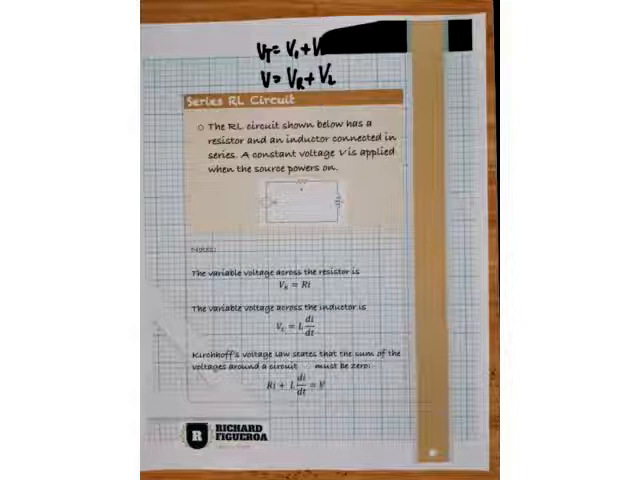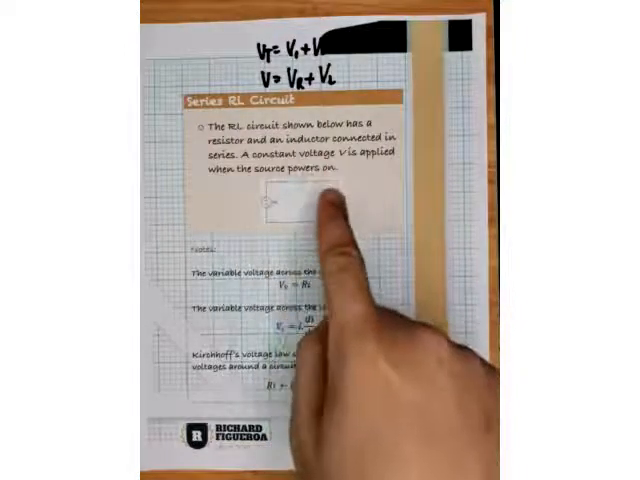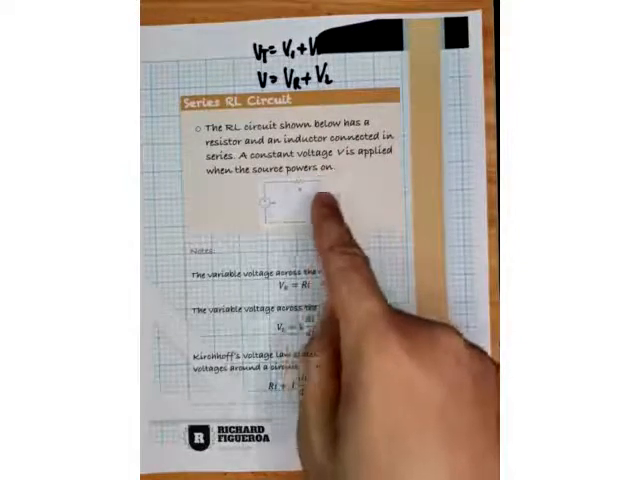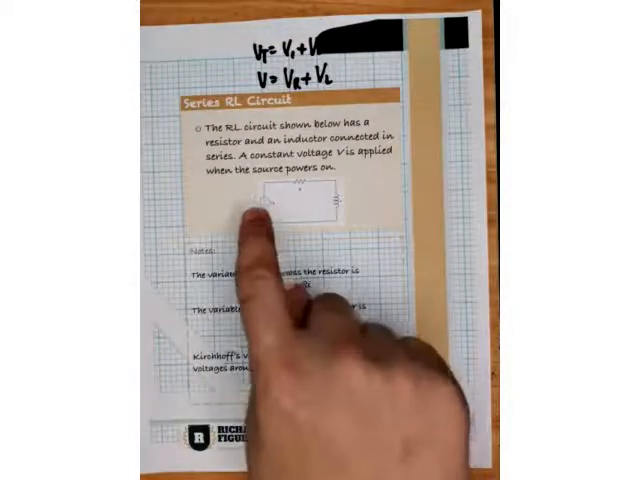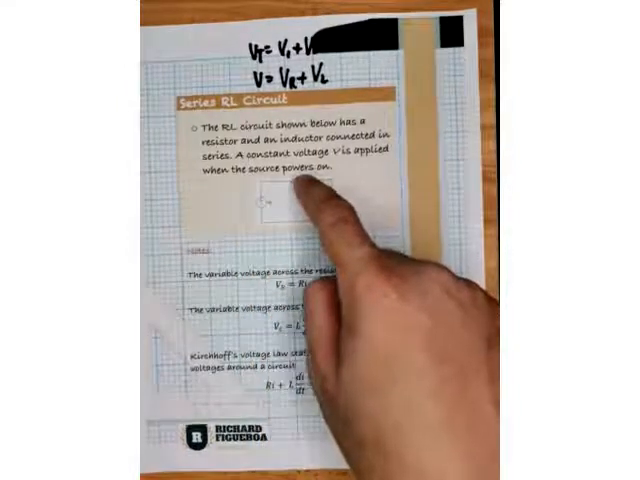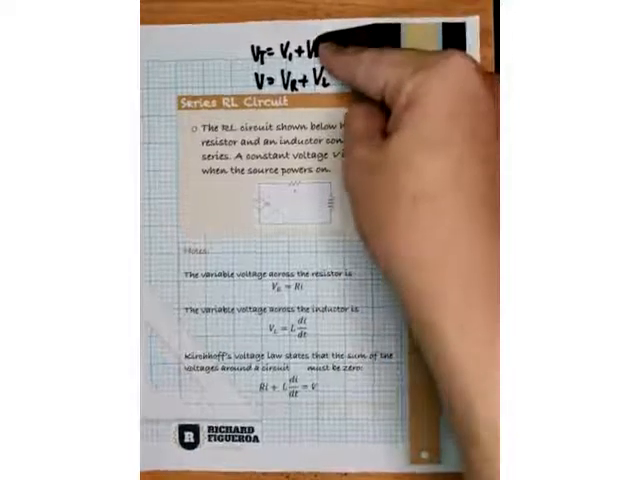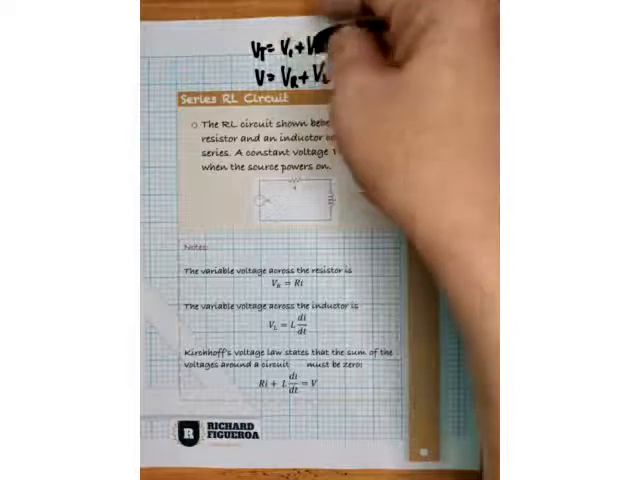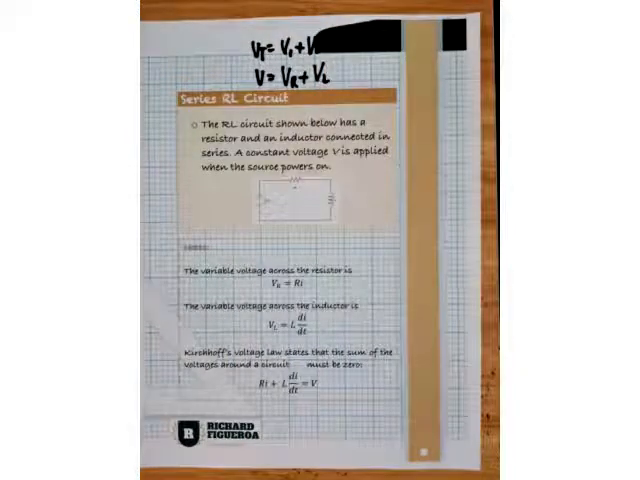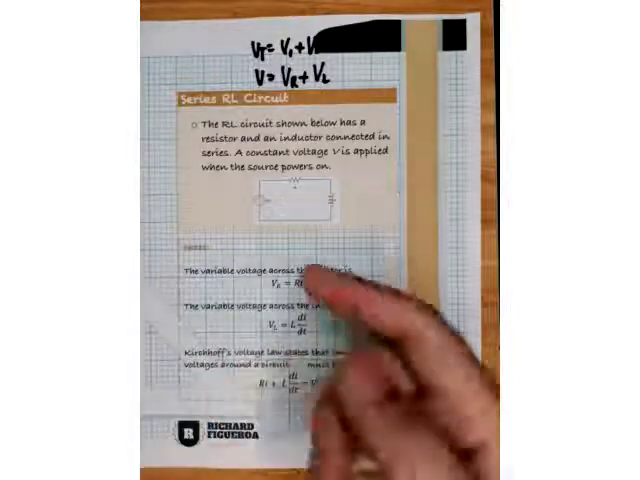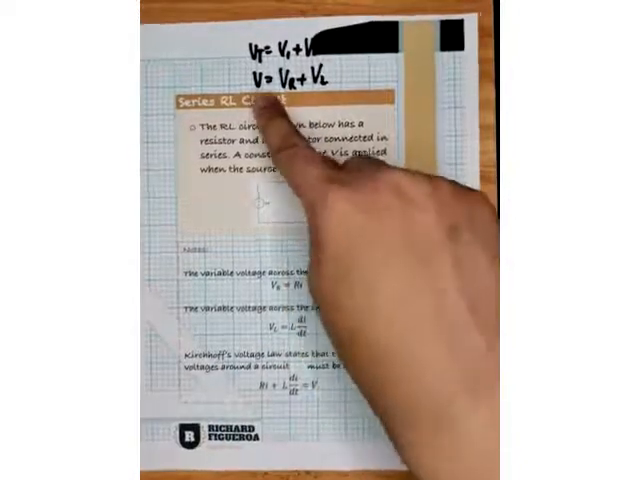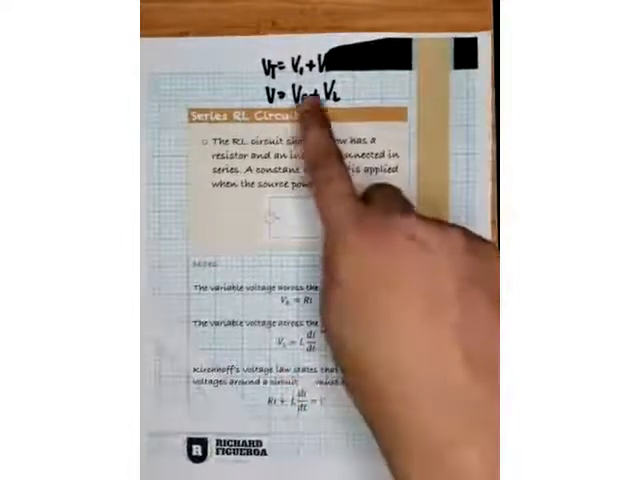So if we will apply KVL on this circuit, we have the components, the resistor and inductor in series, and they are also connected across a voltage V. Ayan. So if we will apply KVL, di ba? Ang total voltage will be equal to the voltage across the resistor plus the voltage across the inductor. So based sa KVL ng series, ang voltage total ay equal sa sum ng voltage individually ng mga components in series. So in this case, that means V total, or the voltage across the two components, is equal to the voltage across the resistor plus the voltage across the inductor.